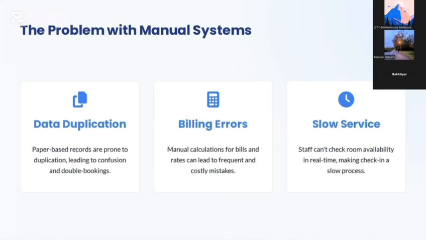Let's look at some of the main issues with manual systems. First, data duplication. Paper-based records often cause confusion and even double bookings. Second, billing errors. Manual calculations lead to costly mistakes. And third, slow service. Staff cannot instantly check room availability, which delays the entire process.